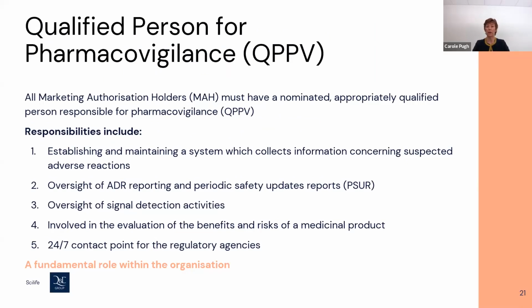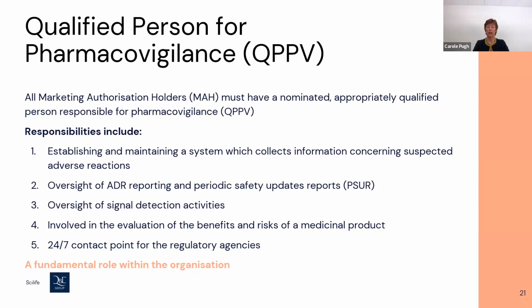Included in your summary of pharmacovigilance system and also in the actual MAA form itself are the names and contact details of the qualified person for pharmacovigilance. So this is a senior individual who has overall responsibility for the PV system for the company. Their responsibilities include establishing and maintaining the system for collecting information on ADRs, having an oversight of appropriate ADR reporting and the writing and review of periodic safety update reports.